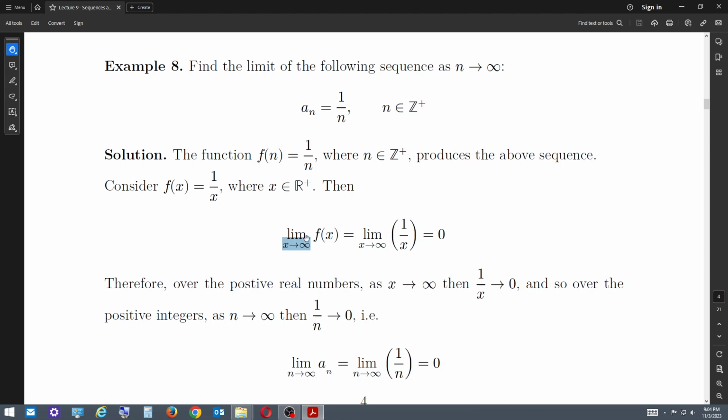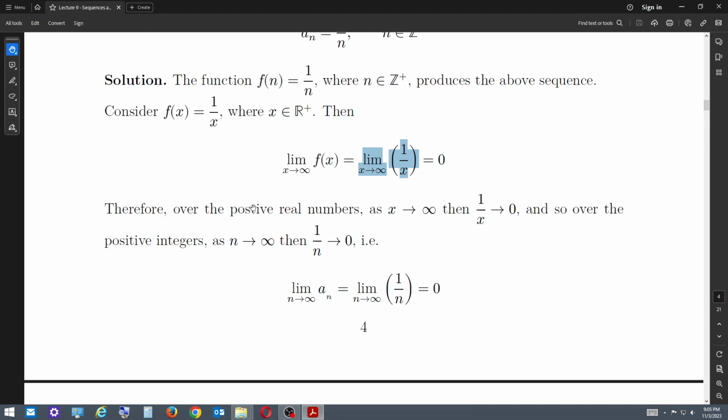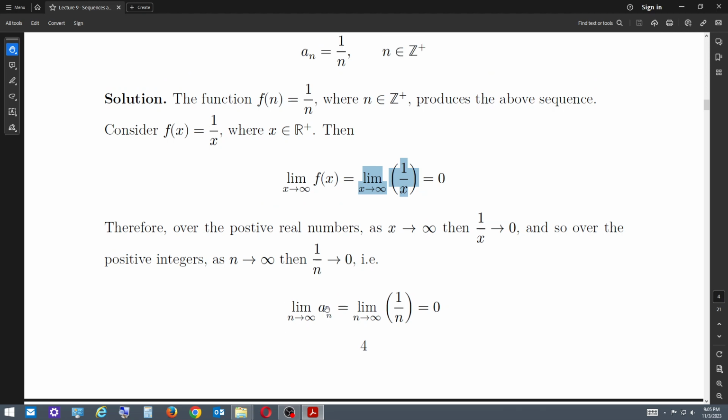Here we would just replace f of x with what we know it is, just 1 over x. And from what we've discussed in class, the limit of 1 over x as x approaches infinity is 0. So the limit of f of x is 0. Therefore, over positive real numbers as x approaches infinity, 1 over x goes to 0. And hence over positive integers, as n approaches infinity, 1 over n will also approach 0. Therefore we conclude that the limit as n goes to infinity of a_n is 0.